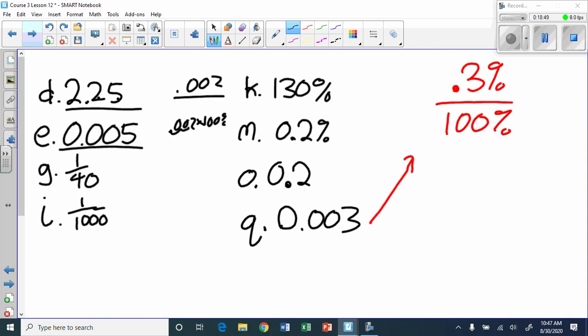Q, 0.3, hundredths, thousandths. And here's the Y. Change it. Divide, move the decimal 2 more places. That's where we get our answer.